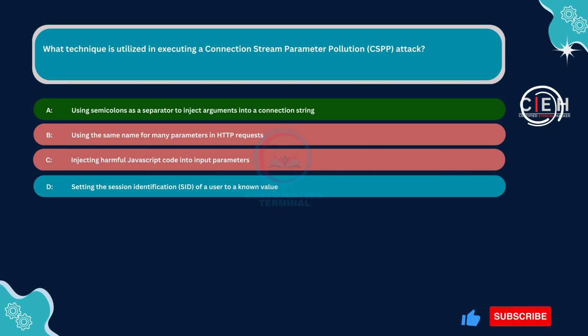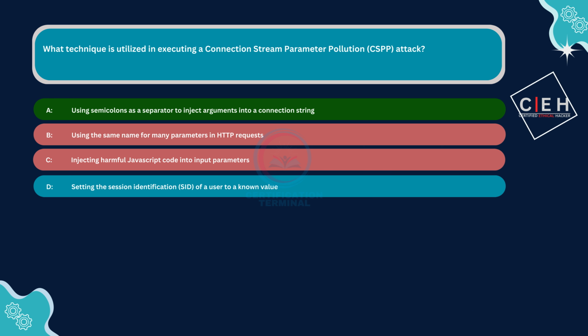Option C is incorrect. This option describes a different type of attack, known as cross-site scripting (XSS), where attackers inject malicious JavaScript code into input parameters to execute unauthorized actions in the context of a web application. While XSS attacks can be harmful, they are not directly related to CSPP attacks, which involve manipulating connection strings.